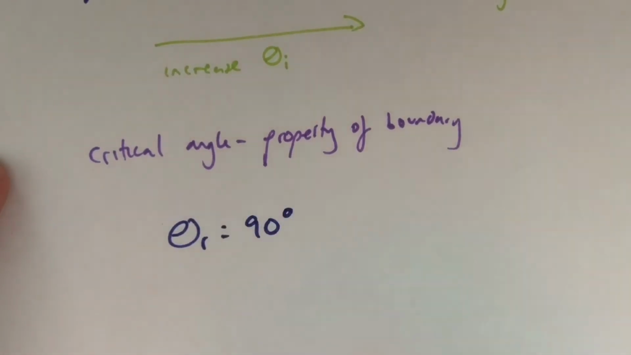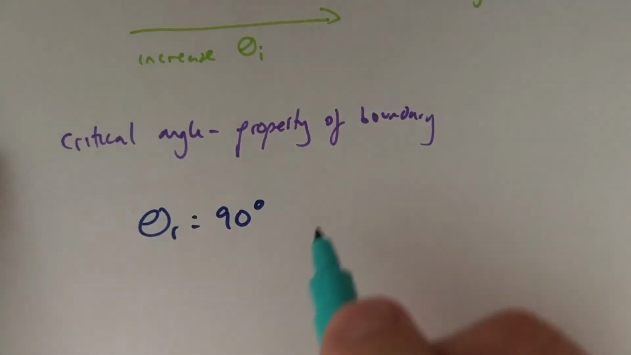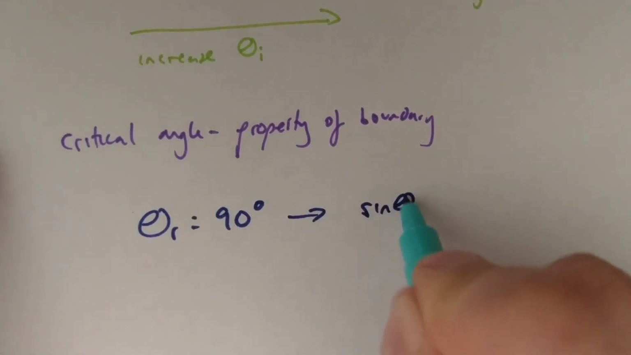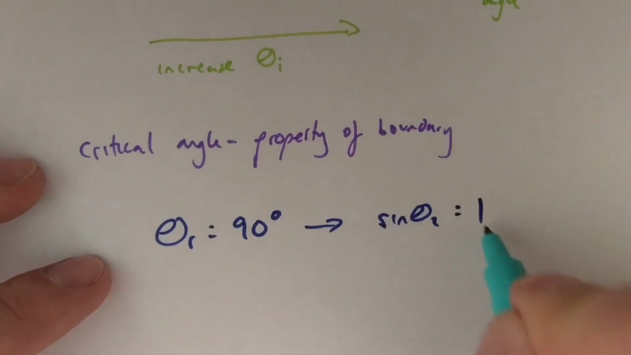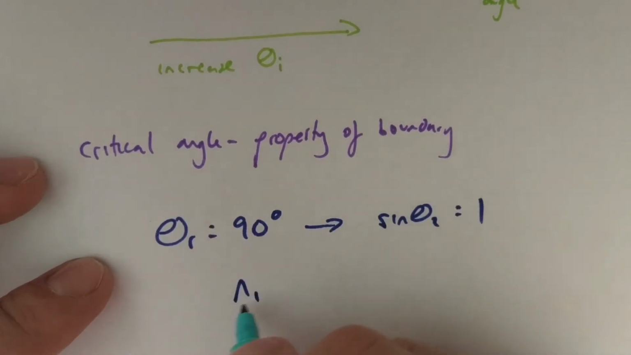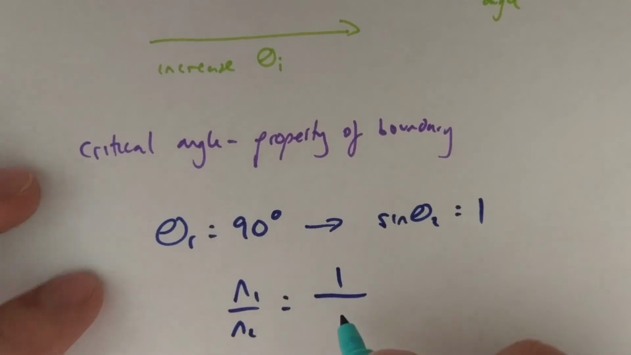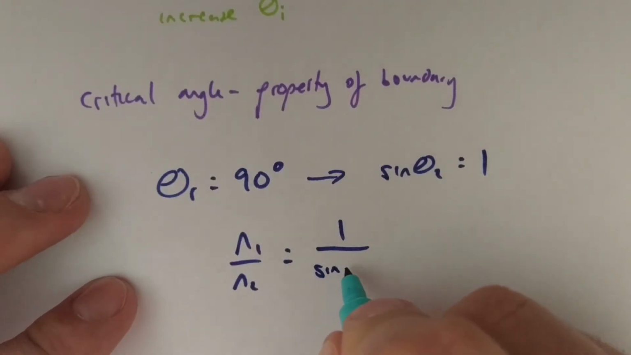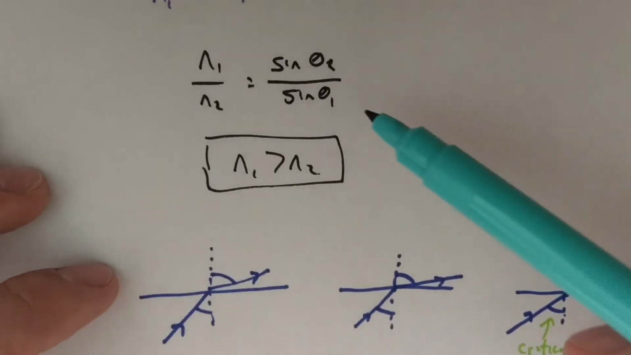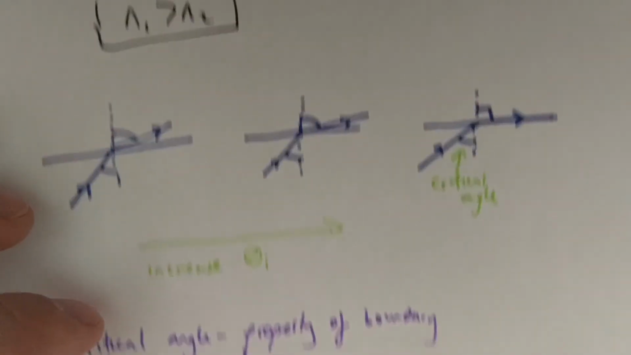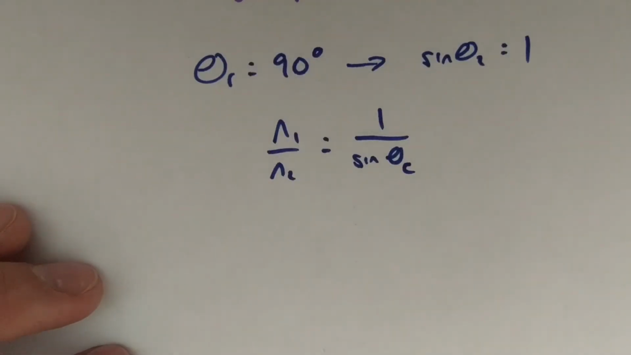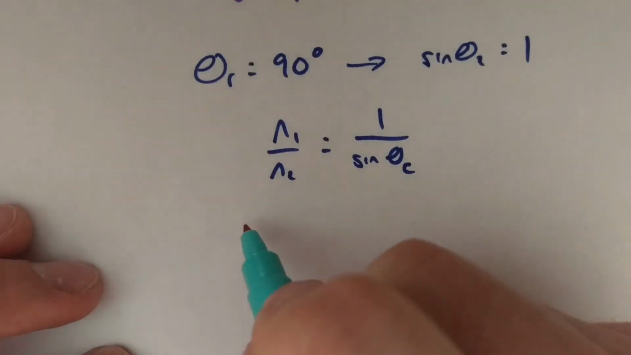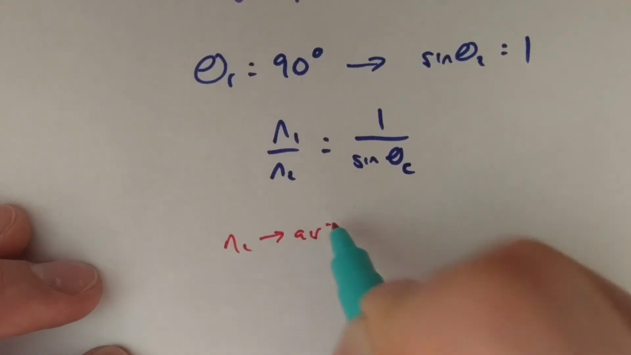So by definition, critical angle has an angle of refraction of 90 degrees. That means in our equation up here, this sine theta 2, sine of 90 degrees, is just going to be 1. So sine theta 2 equals 1. That means the equation boils down to n1 over n2 equals 1 over sine theta 1. And this theta 1, as we said, is our critical angle, so we're just going to call it sine theta c.